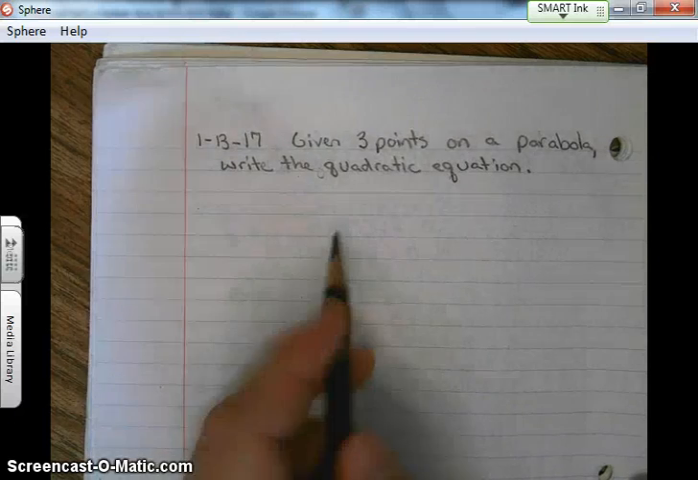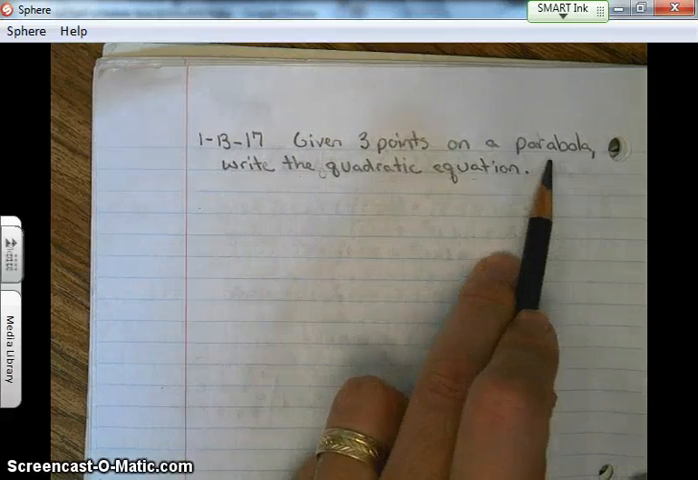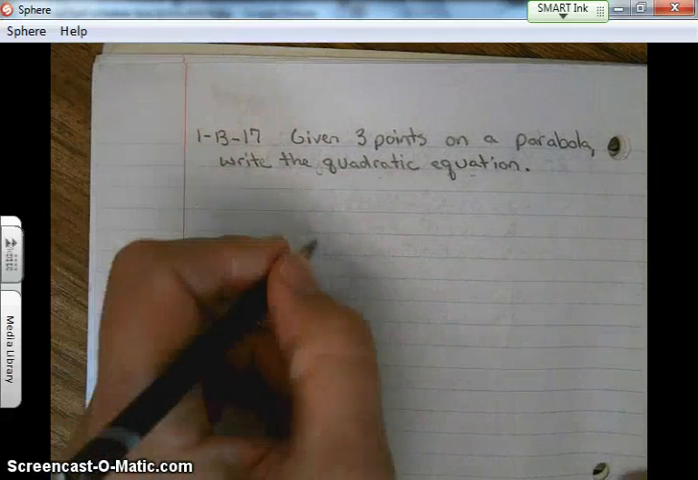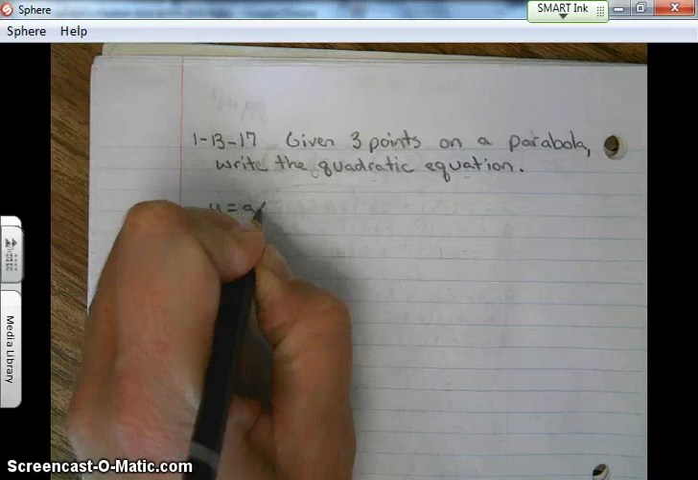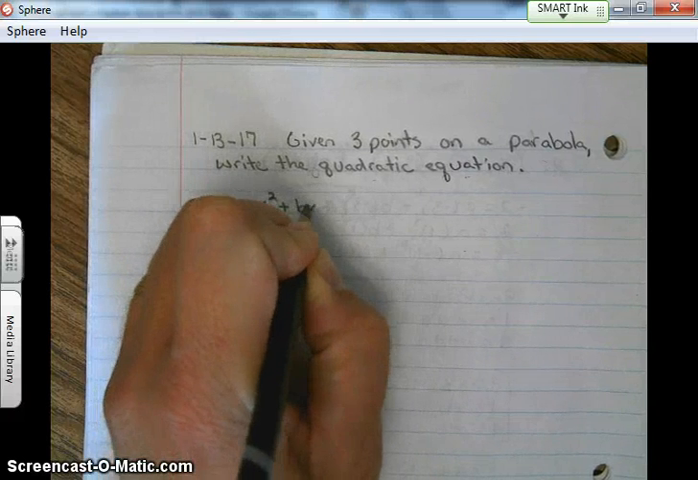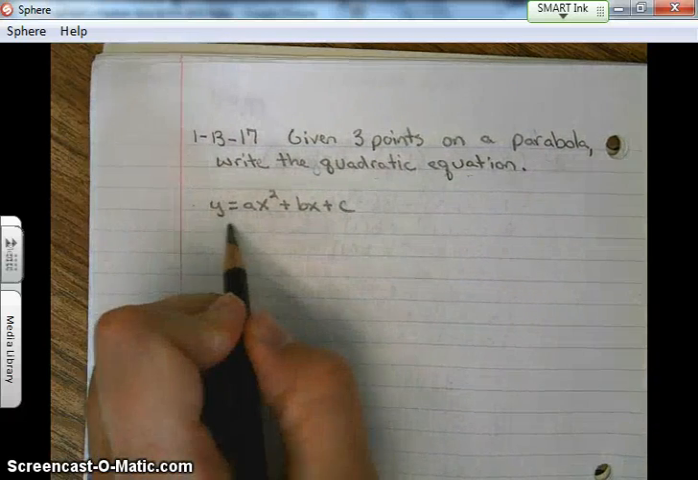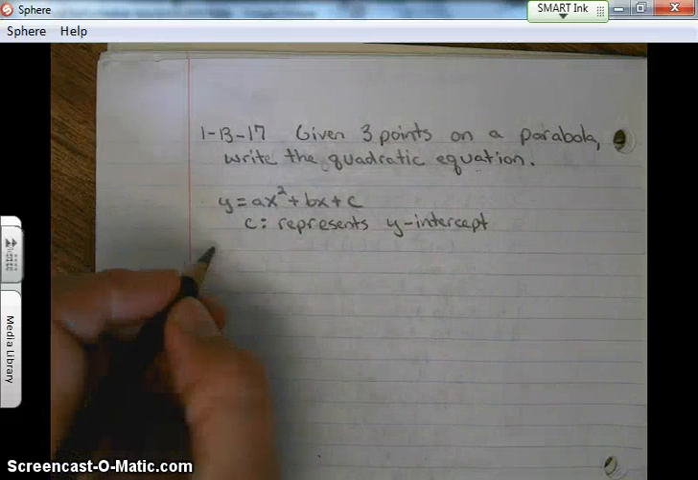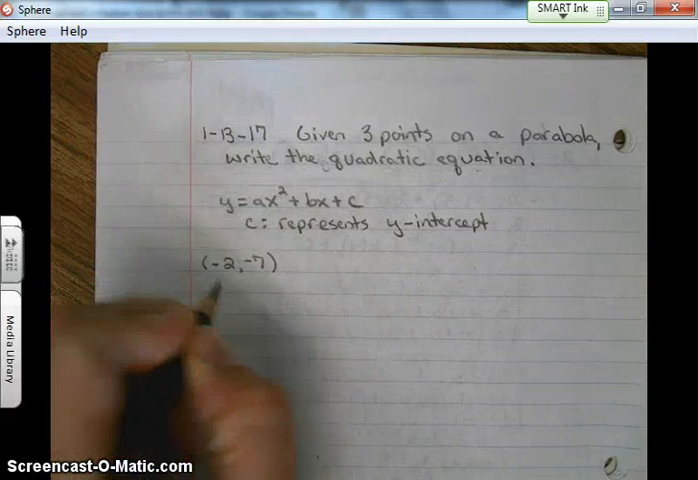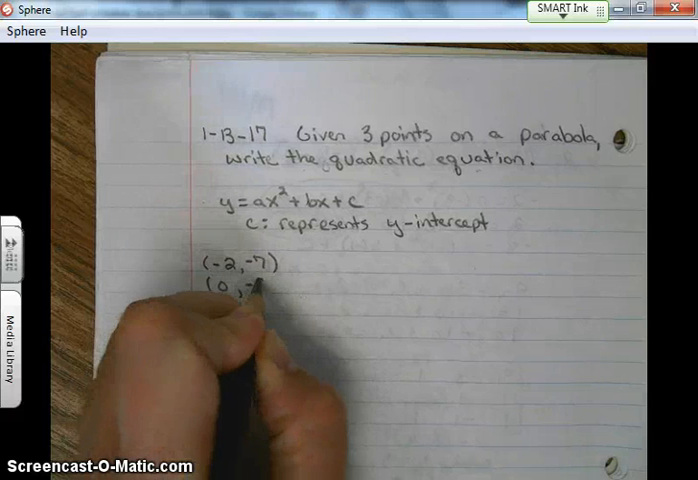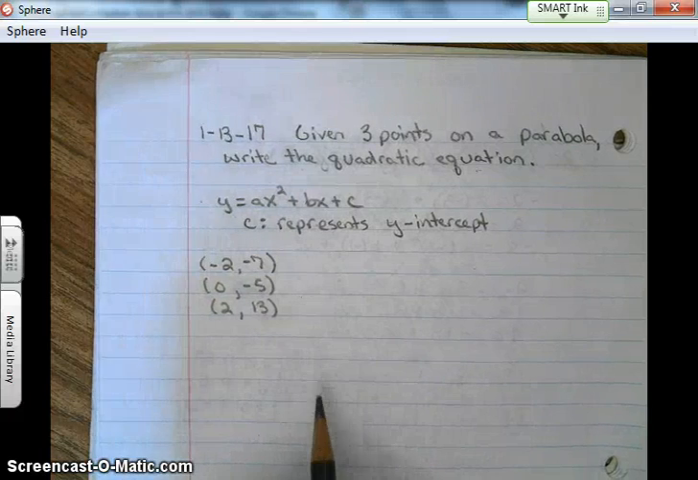Anyway, we're going to learn how to write a quadratic equation when given 3 points on a parabola. So first thing we need to remember here is standard form. We also need to remember that the C value, okay, so given 3 points, we're going to write the quadratic equation.